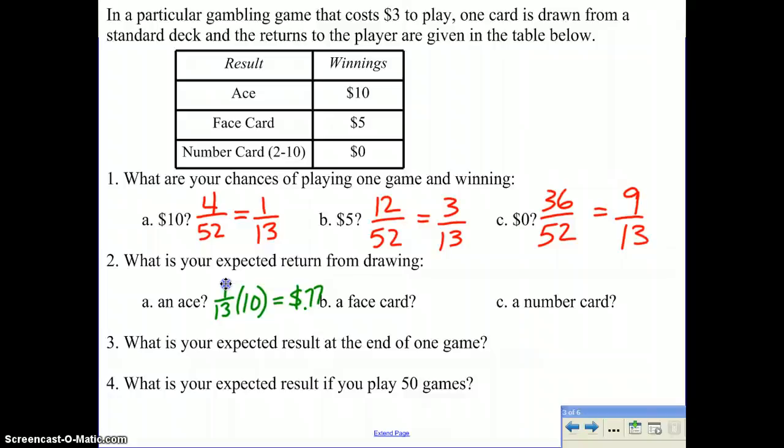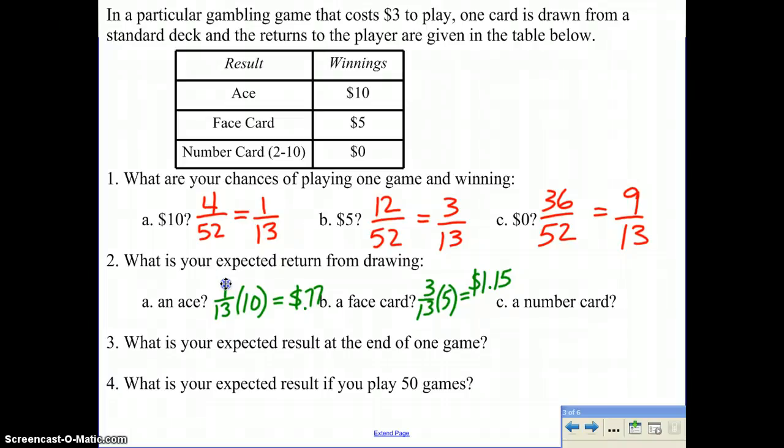What we're doing is we're really thinking more from the perspective not of the player as much as from the perspective of the casino, because they have to consider this when they're devising a game. Well, how much would we expect each person to win off of a face card? Well, we got to take the probability for a face card, which is 3 out of 13, and multiply that by the winnings, which is $5 for a face card. That gives us a grand total of $1.15. So each time you play the game, you expect on average to win $1.15 off of face cards.